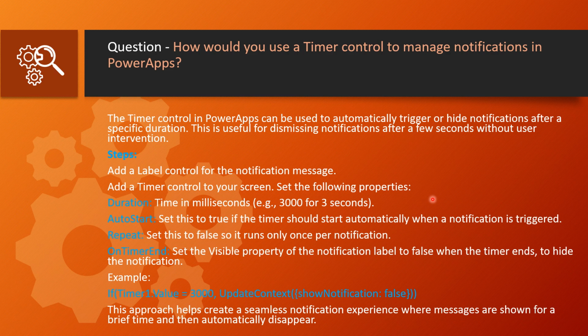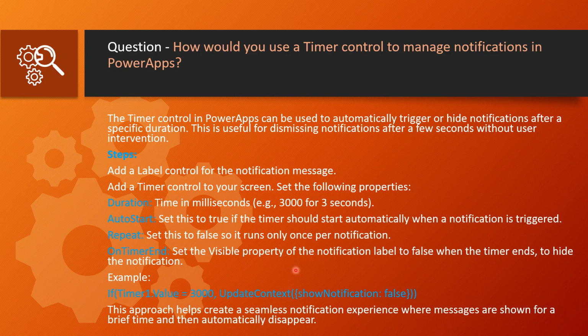And in the timer control you can make these settings. Duration: you can define the duration in the timer control. It can be milliseconds or seconds. AutoStart: you need to set this in the timer control. If you set it to true, then it will start automatically and the notification is triggered. Repeat: you need to set it to false so that it runs only one notification.